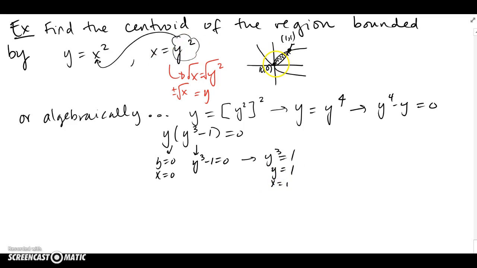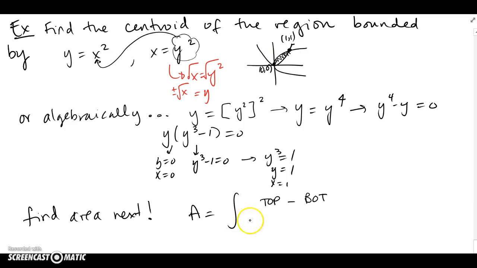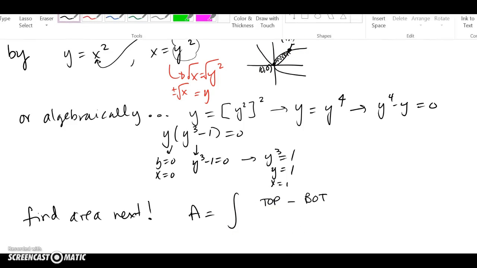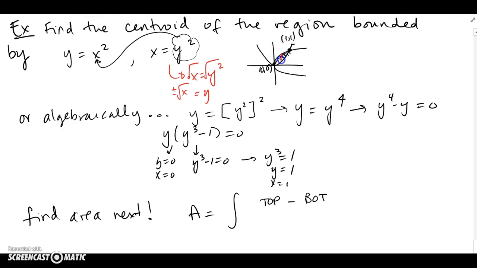So as we saw with the TI, (0, 0) is one intersection point, and (1, 1) is the other intersection point. So first things first, we figured out what two values our integral is bounded between. We're going to find the area next, and in finding the area I could clearly do a top minus bottom, top function minus bottom function, or I could also do a right minus left and do a dy problem, but it's easy just to go ahead and do the dx problem as we see it here.